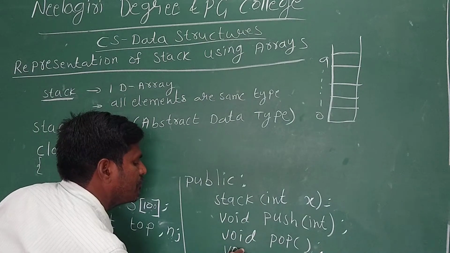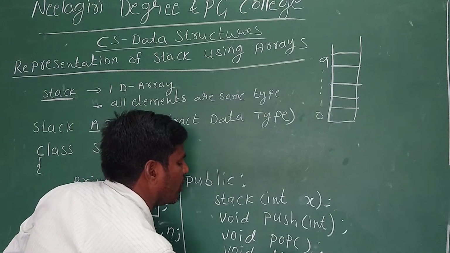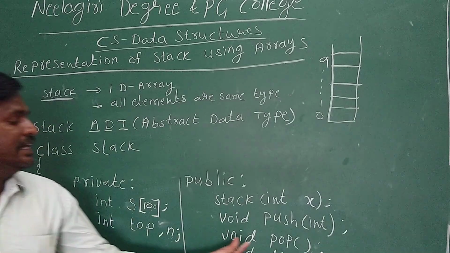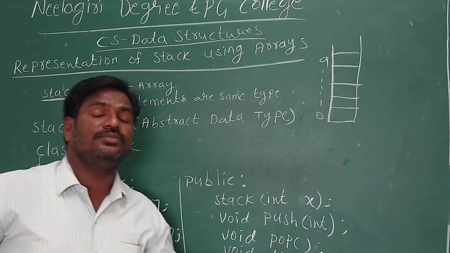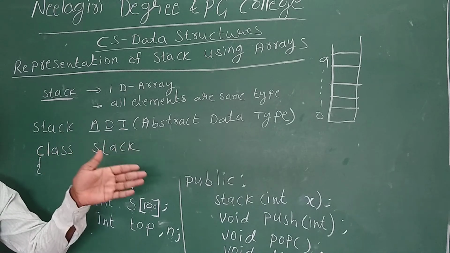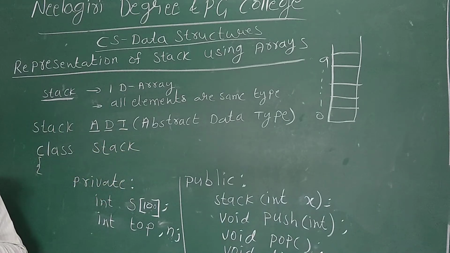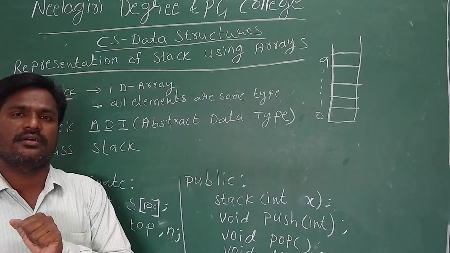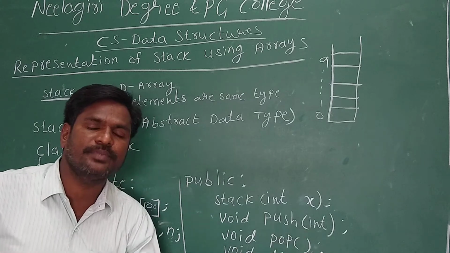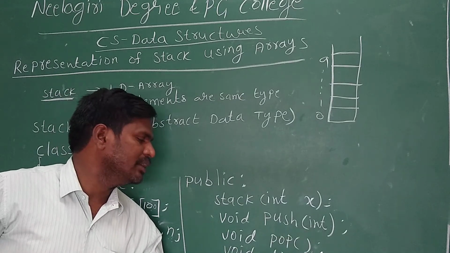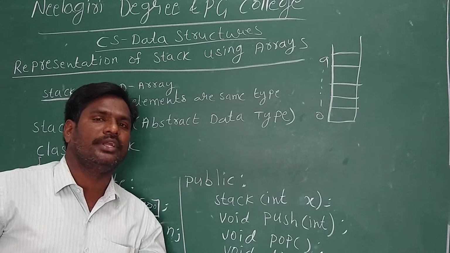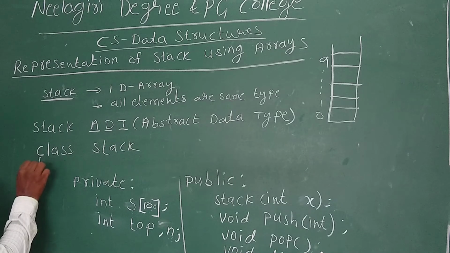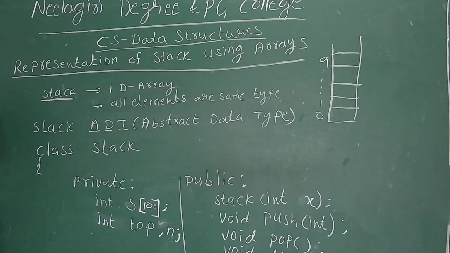Next, the display operation. The display function displays the elements in the stack. So the display operation displays the elements in the stack. How many elements are there in the stack? What are the elements present in the stack? That has to be displayed. So at that time we have to use the display operation. So we have to close the class. In C language, a class definition always ends with a semicolon.